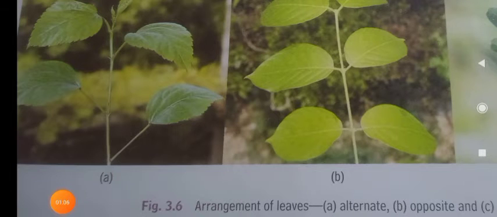These leaves are arranged differently in plants. They are arranged as alternate. Look at the first picture. The leaves arise from the nodes, and they are alternate to each other. This is called alternate arrangement of leaves. This is seen in hibiscus.